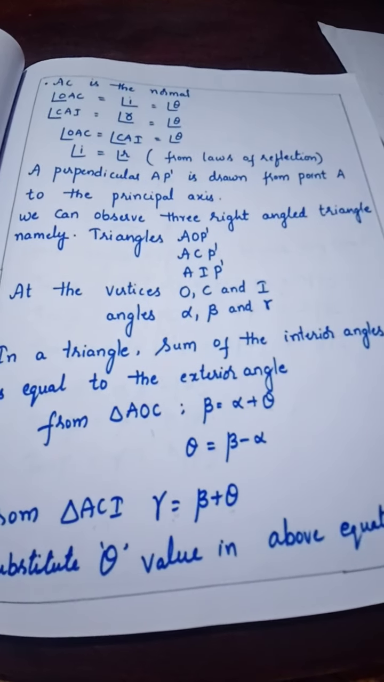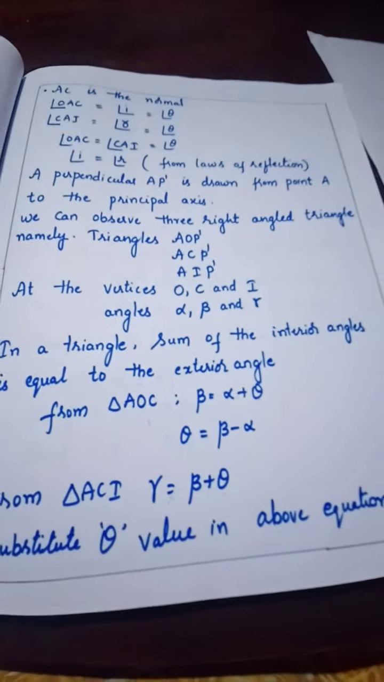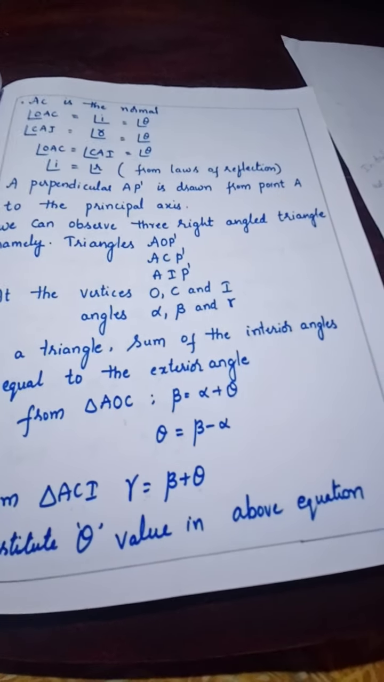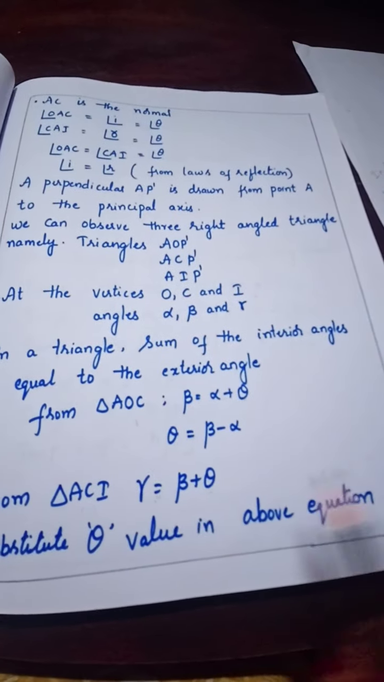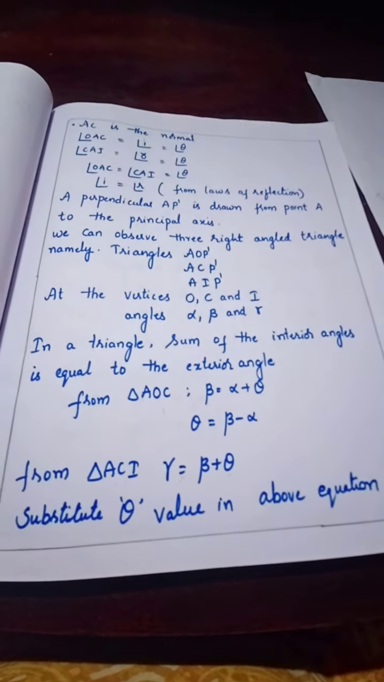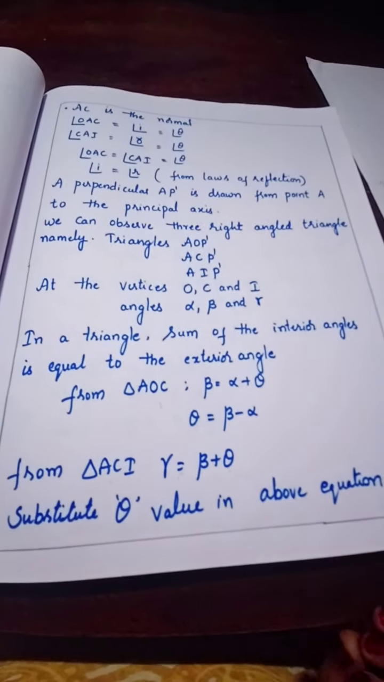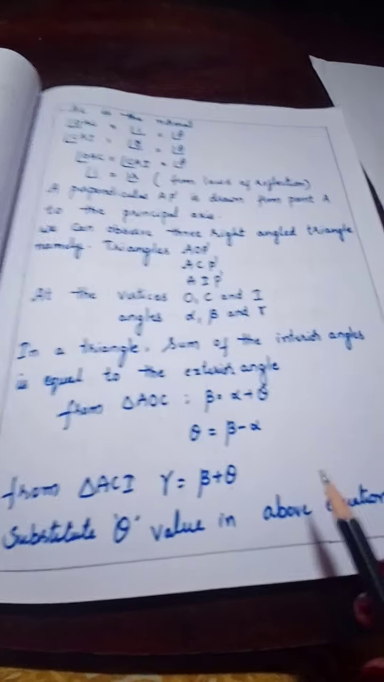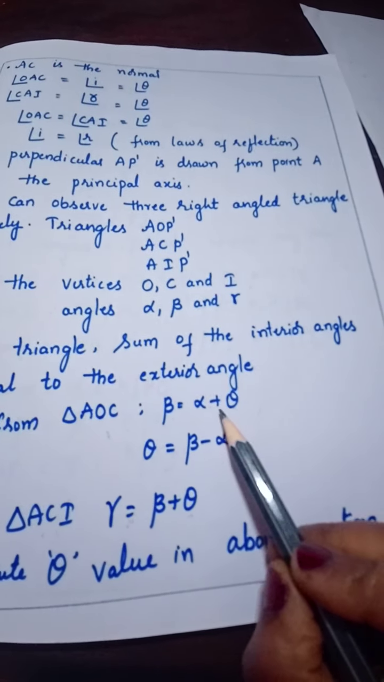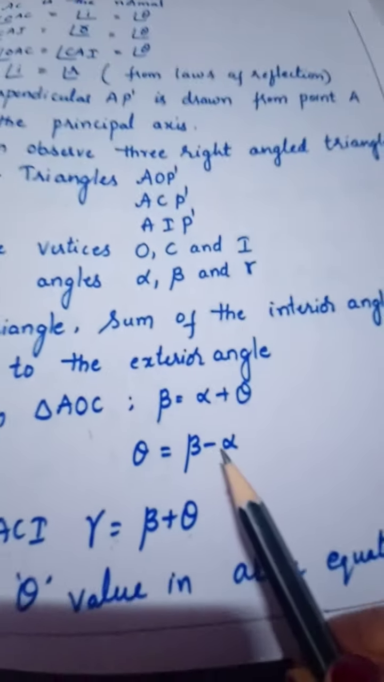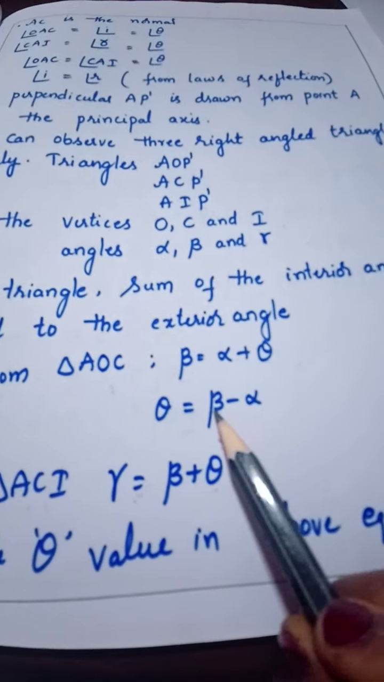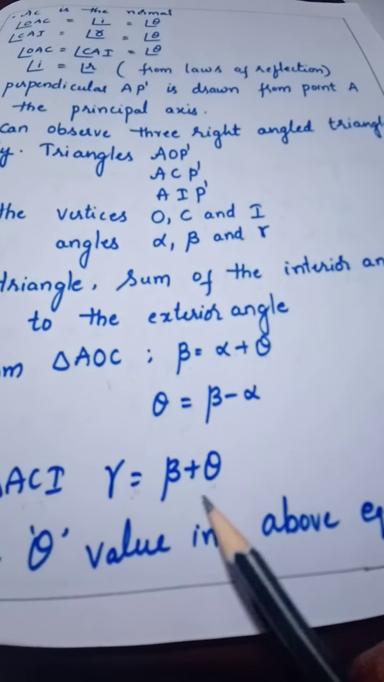I hope everybody understood this. Very easy. Take one triangle, see what the interior angles are, and they equal the exterior angle. Take another triangle ACI. What are the interior angles you see? The sum must be equal to the exterior angle. Right? Now substitute this theta value. Theta is what here? Beta minus alpha. Theta is nothing but beta minus alpha. Substitute this beta minus alpha value in this place.